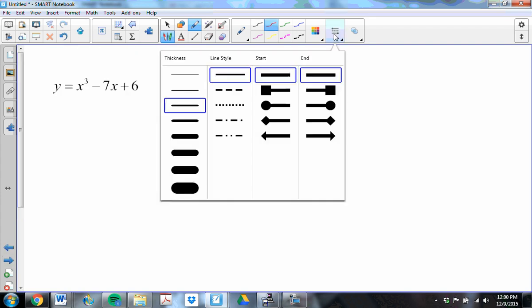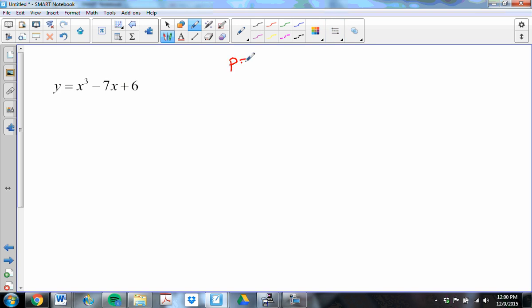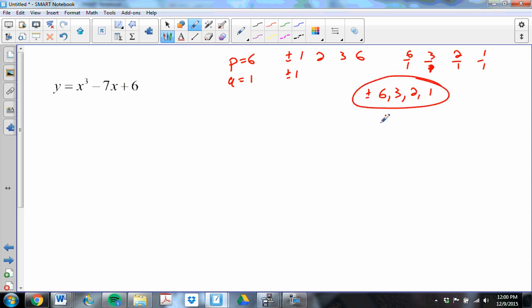What I can do, though, is say my p-value is 6, so it could be plus or minus 1, 2, 3, and 6. So those are all the factors of p. My q-value is just 1, so it could be plus or minus 1. So the possible roots are 6 over 1, 3 over 1, 2 over 1, and 1 over 1. Really, it's just 6, 3, 2, and 1, and these could be positive or negative. These are all the possible rational roots. By rational, it kind of just means clean, not really ugly decimals that go on and on forever without ever repeating. So I'm going to pick one.